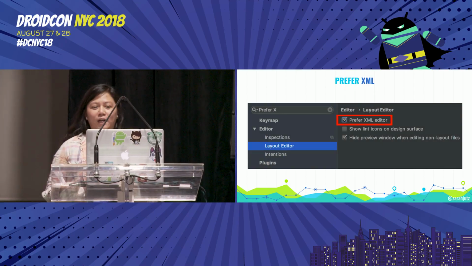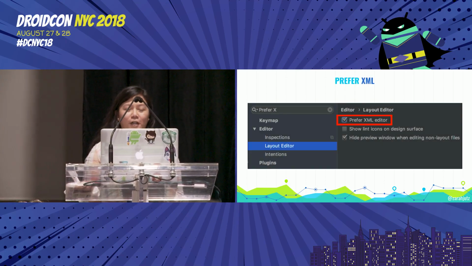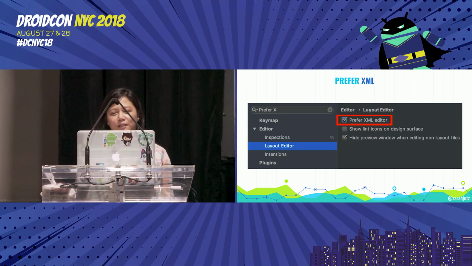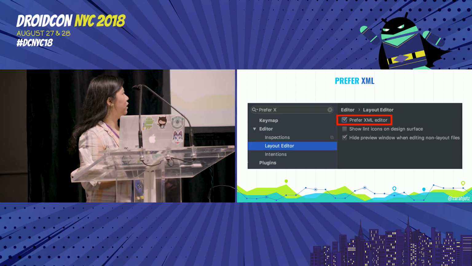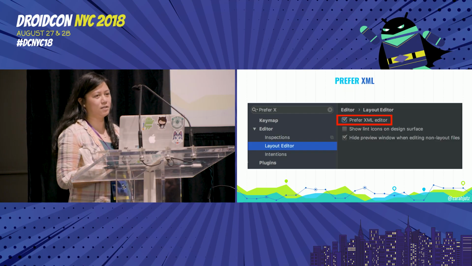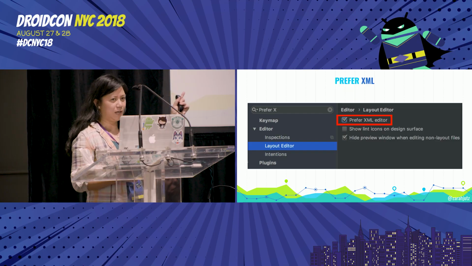And similarly, for layout files, if you prefer using the XML editor instead of the graphical layout editor, you can set that as the default as well. So just search for Prefer XML in the Preferences pane and click on the checkbox.